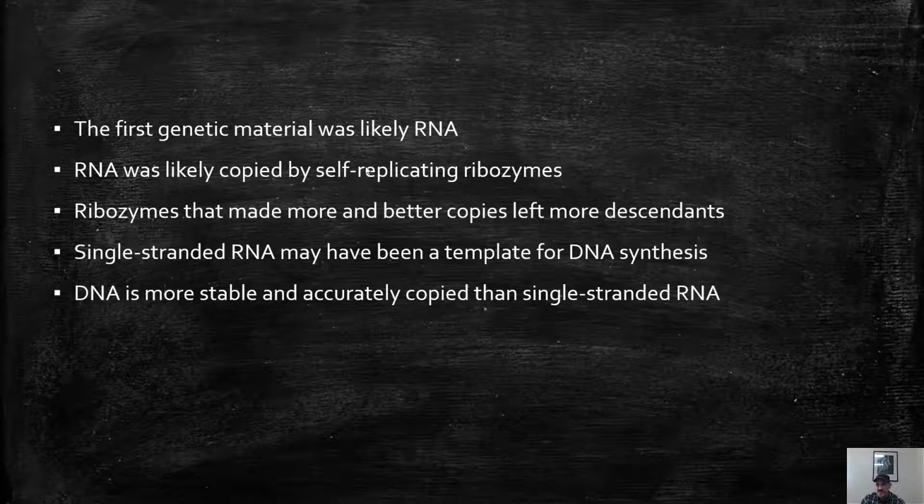So you'll see your book talk about the fact that it was an RNA world before DNA came on the scene. RNA was probably the first molecule of inheritance, copied originally by self-replicating ribozymes. Just to remind you, a ribozyme is a molecule made up of RNA that can act as a catalyst.